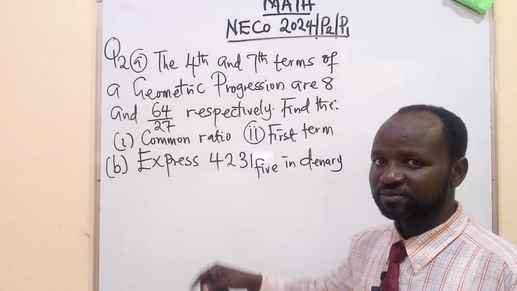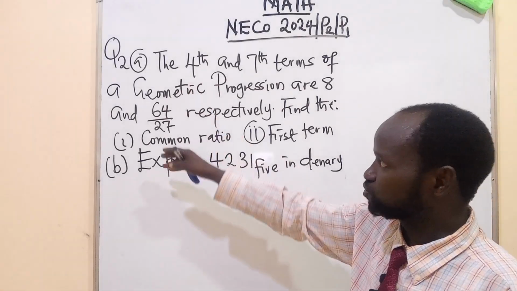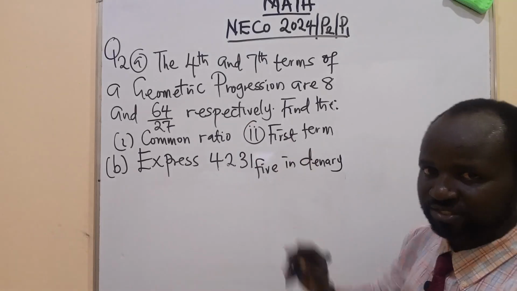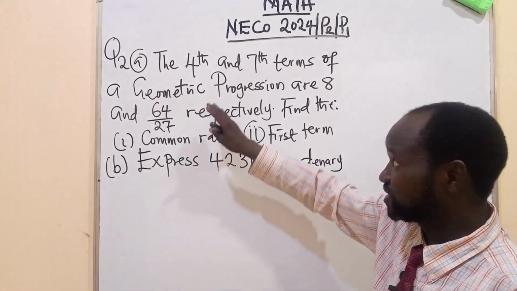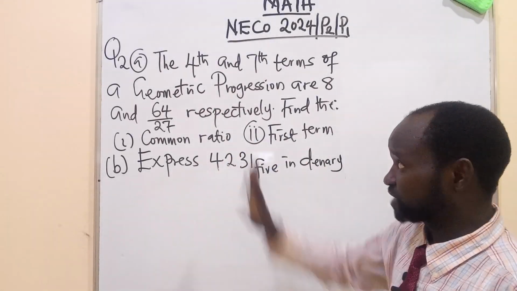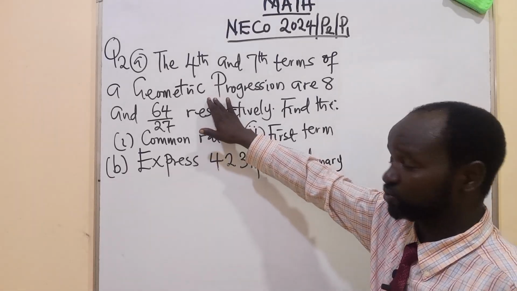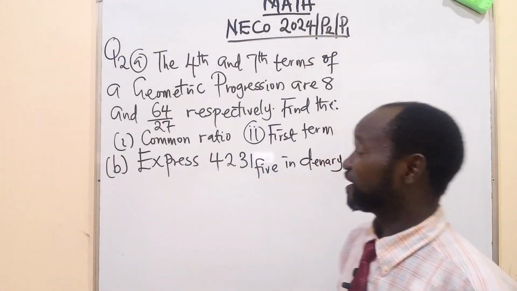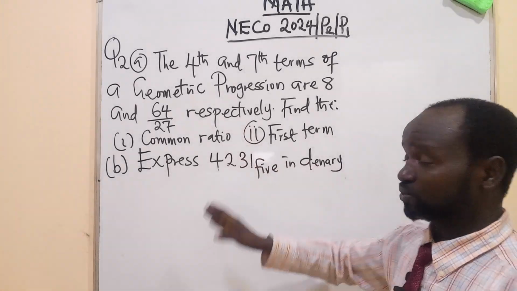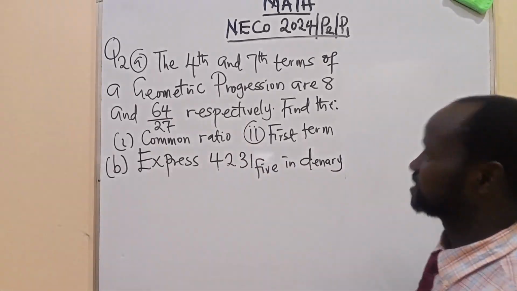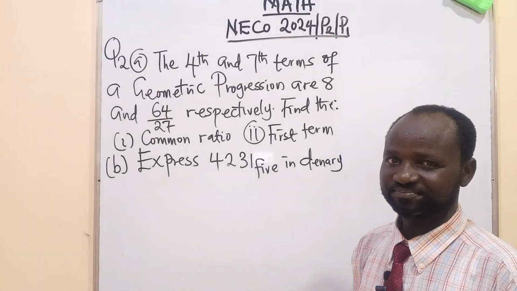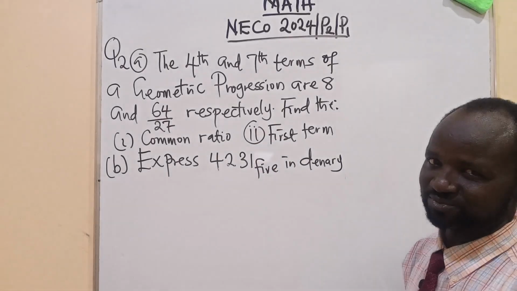First thing to do is to identify which topic question 2A and 2B are from. Question 2A is from sequences and series, and this is geometric progression. There are two types of sequence. We have geometric progression, or exponential sequence, then we have arithmetic progression, or linear sequence. Question 2B, of course, is from number base system. Let's look at how we can handle this.